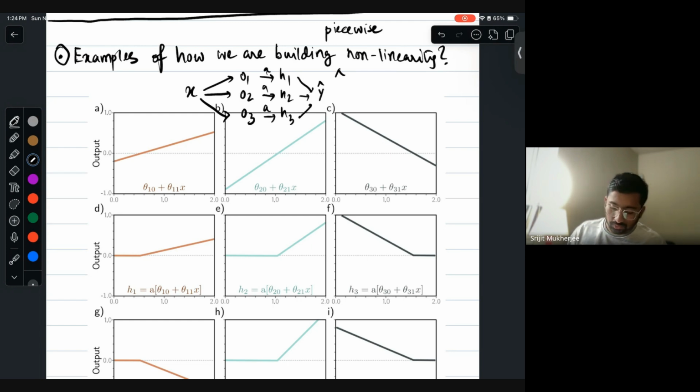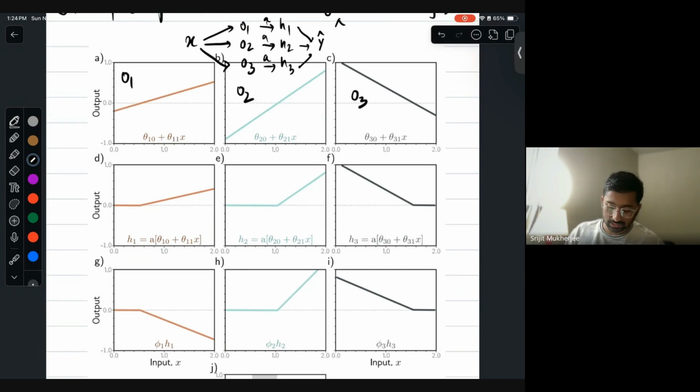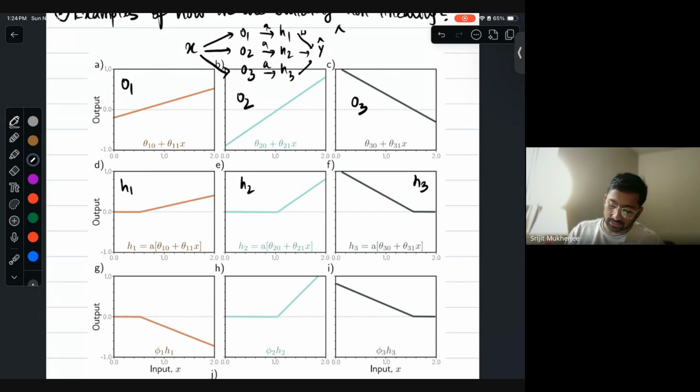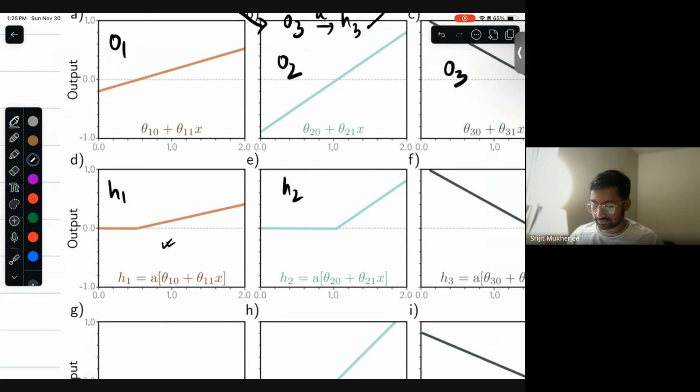So this one is O1, this is O2, this is O3. 3 linear relationships. You now apply the ReLU activation. So this is A of O1, A of O2. Let me call it H1. This is H1, this is H2, this is H3. Remember there are weights here, W1. Now understand, ReLU makes everything negative to be 0. That's why these are like this.